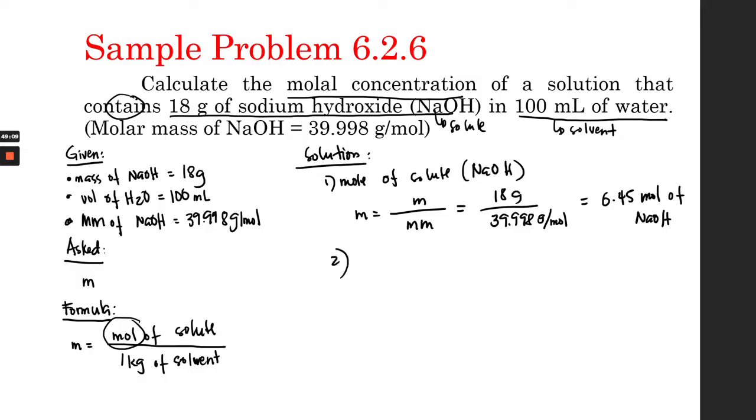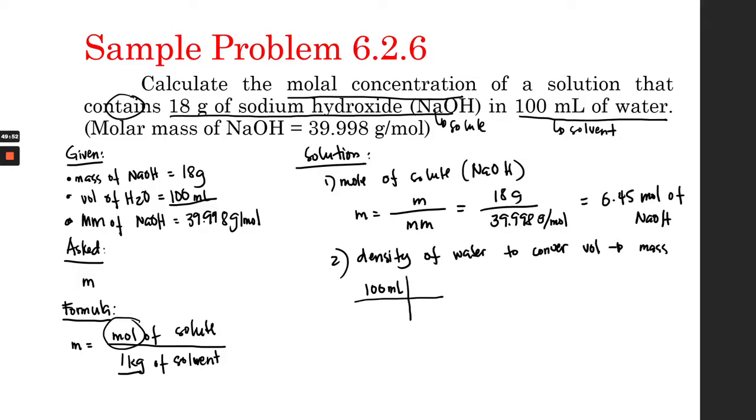As you can see, we are looking for the kilogram of the solvent, but what they give us is 100 ml. So what we have to do is use the density of water to convert volume to mass. So we know that we have 100 ml of H2O.